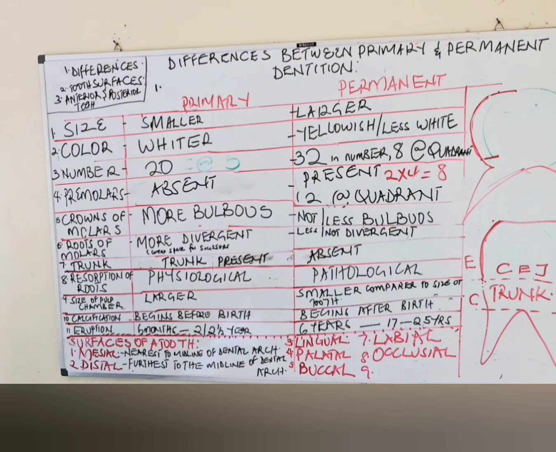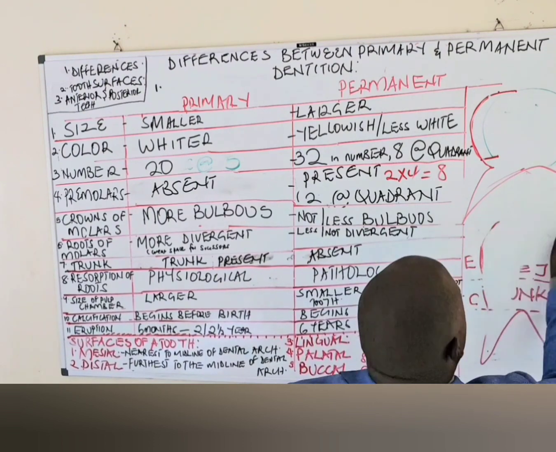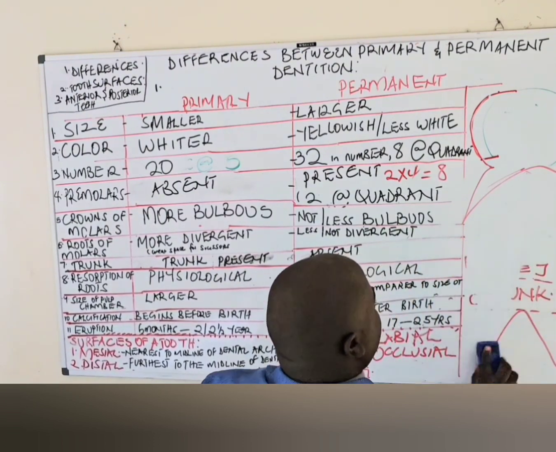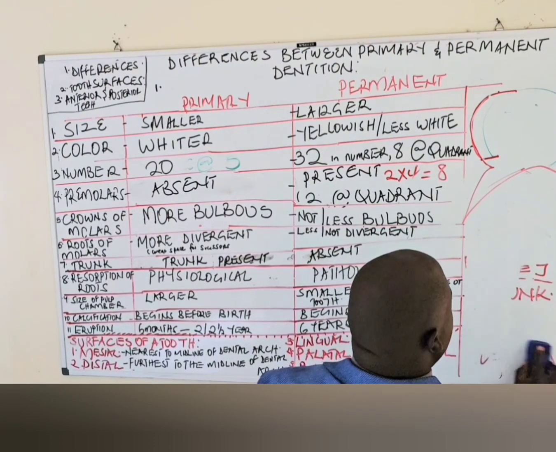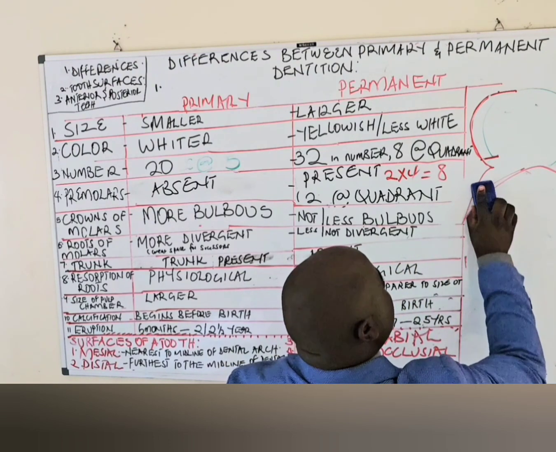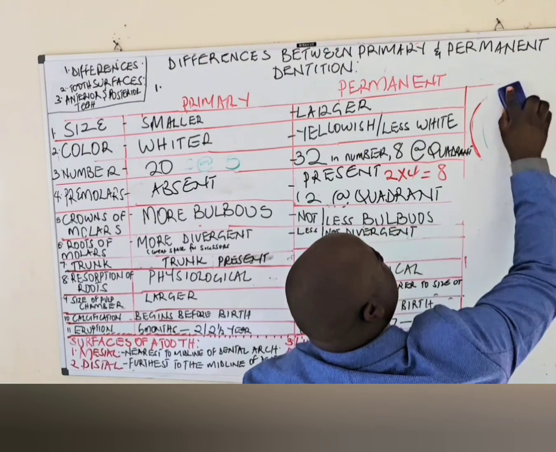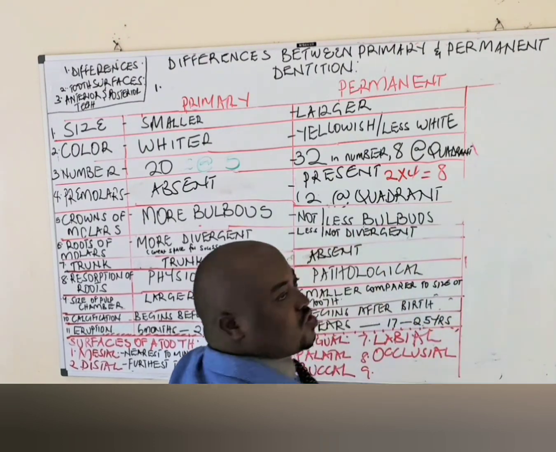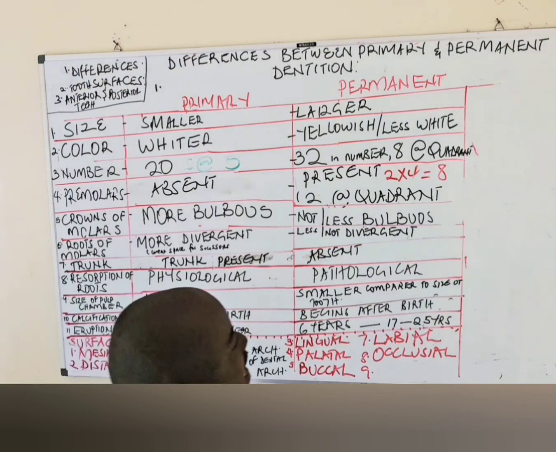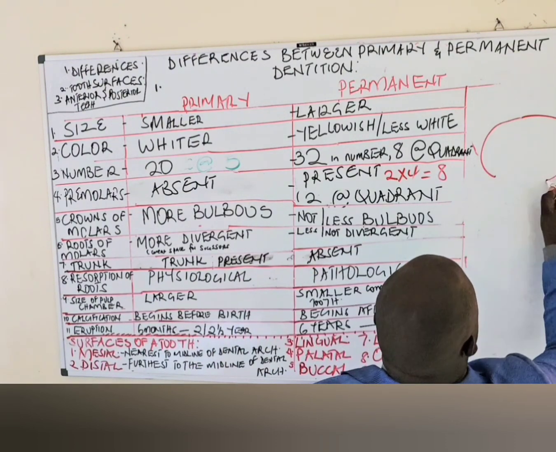We also have another difference about resorption. We shall talk about eruption of teeth. Eruption of teeth, as I had said before, is the movement of a tooth from its position in the jaw to the position in the oral cavity. As we said, these ones are divergent.